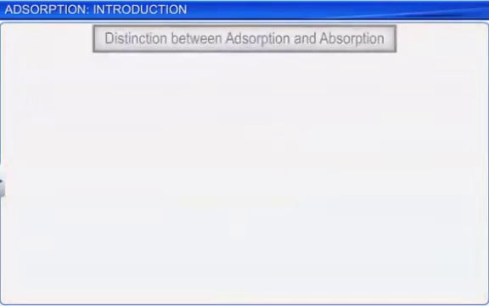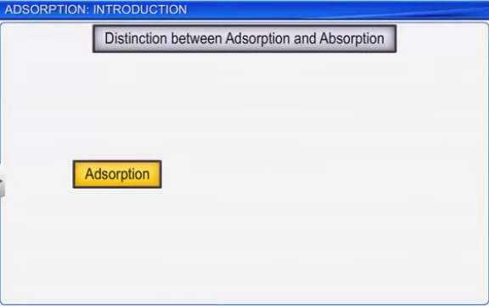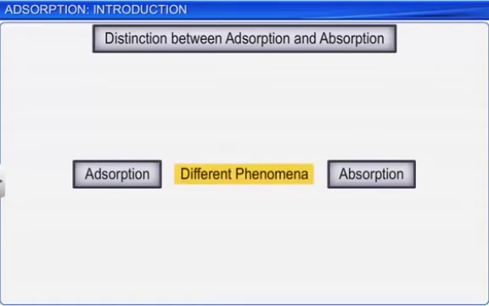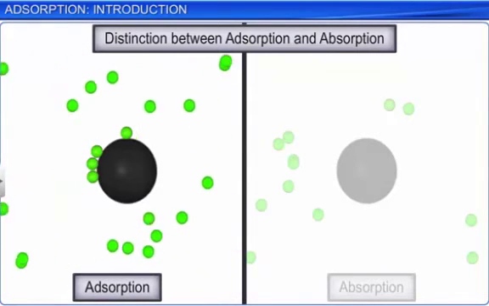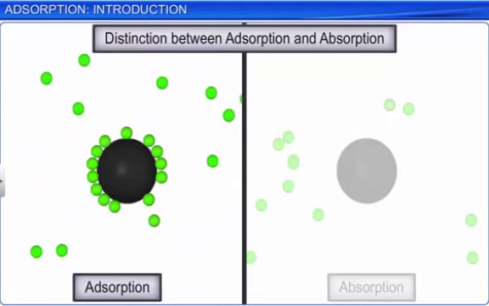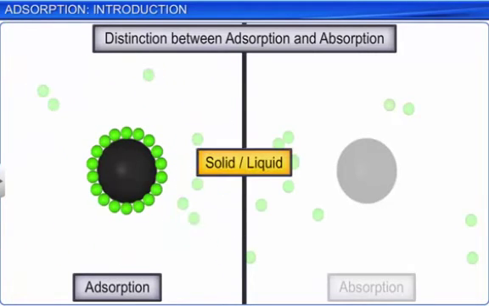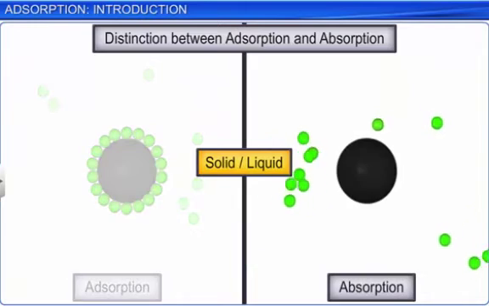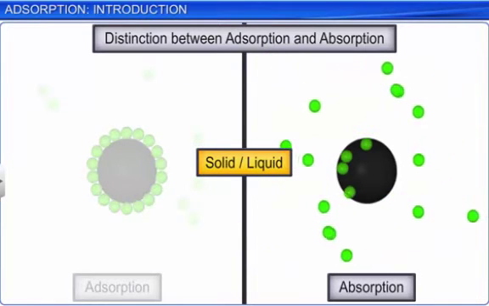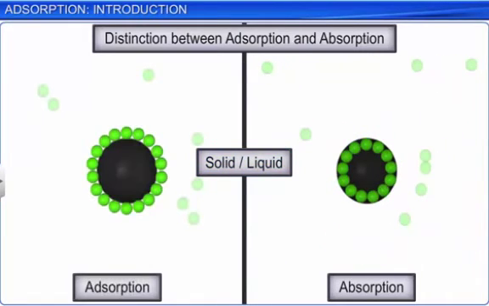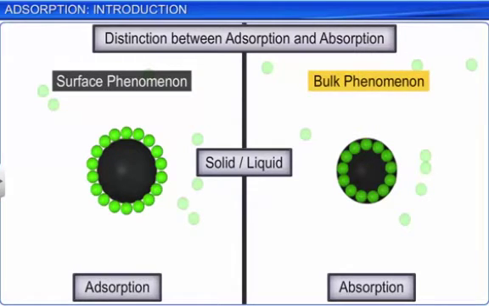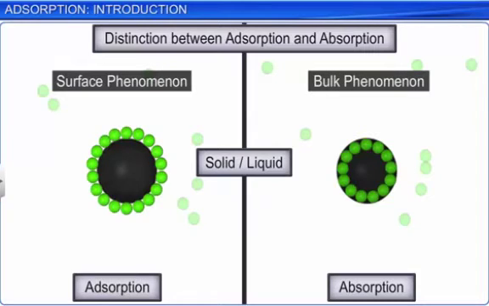It is very important to note that adsorption and absorption are two different phenomena. Let's look at how they are different. The term adsorption refers to the attraction and retention of the molecules of a substance only on the surface of a solid or liquid, while absorption refers to the passing of a substance through the surface into the bulk of a solid or liquid. Adsorption is a surface phenomenon, whereas absorption is a bulk phenomenon, and the substance is uniformly distributed throughout the bulk.